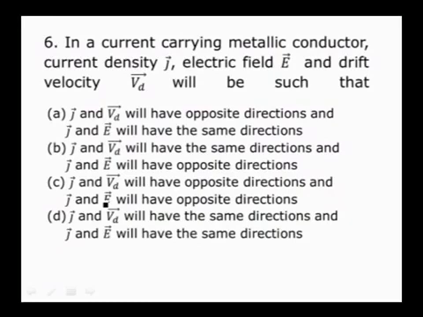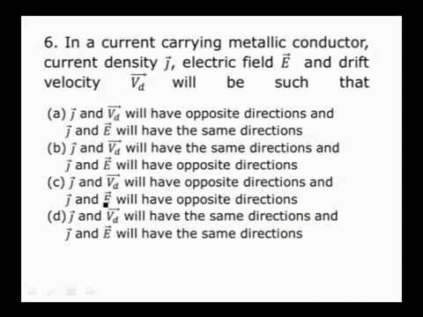In a current carrying metallic conductor, the current density J vector, electric field E vector and drift velocity Vd will be such that, we are given 4 different options. First option, J and Vd in opposite directions and J and E in the same direction. Second option, J and Vd in the same direction, J and E in opposite directions. Option C, J and Vd have opposite directions and J and E have opposite directions. Third option, J and Vd in the same direction, J and E in the same direction.